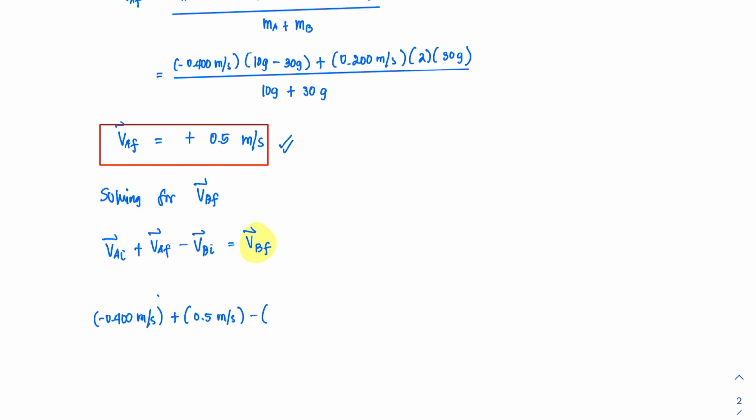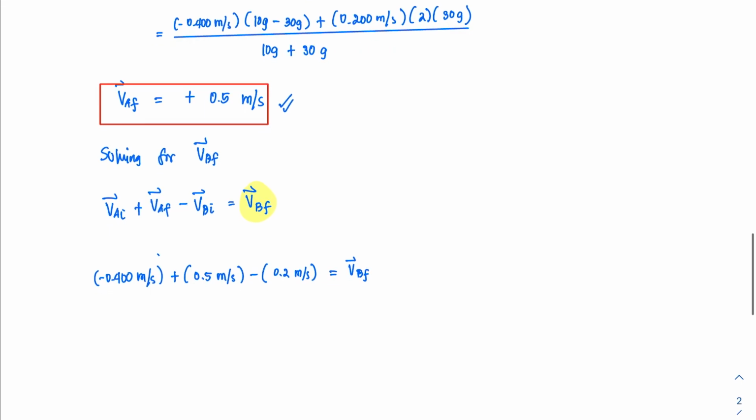VBI minus VBI is 0.2, that is towards the right, so that's positive, and this is the value of your VB sub F. When you do the calculation, that will give you a negative value, negative 0.1 meters per second. So this is your VBF.